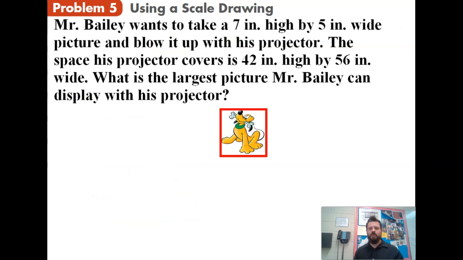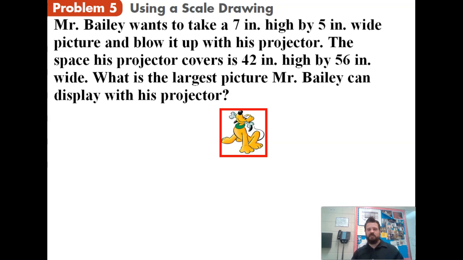All right, we've got one more real world type problem for you. And this is going to be something that happens anytime you take a picture on your phone and try to either print it off or display it on a different screen size. We'll show you what the issue with that is. Let's say Mr. Bailey wants to take a 7-inch high by 5-inch wide picture and blow it up with his projector. The space his projector covers is 42 inches high by 56 inches wide. We want to know what's the largest picture Mr. Bailey can display on his projector.